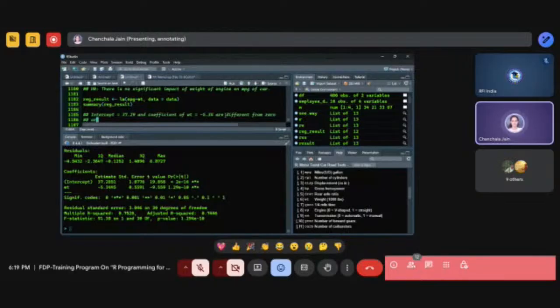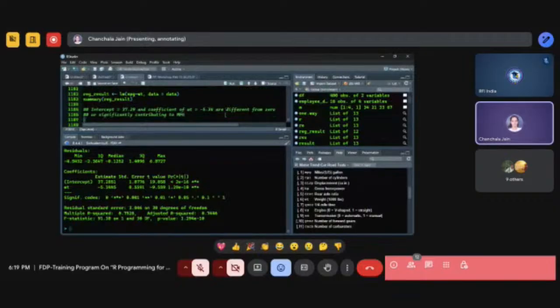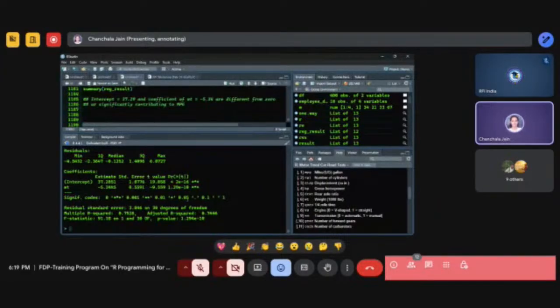Or you can say, or significantly contributing to the dependent variable, which is MPG, right? So this is the meaning of this particular thing, right? Till here I am clear? Interpretation is clear? Is it fine? Shall I go ahead?